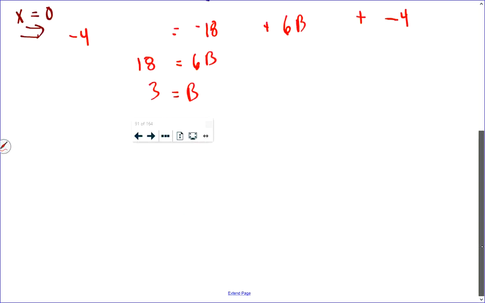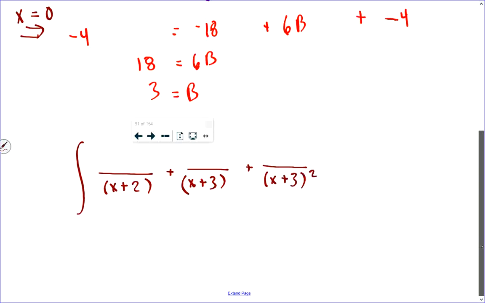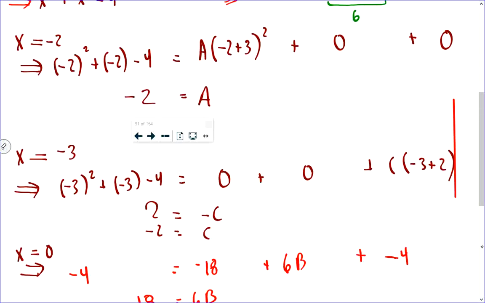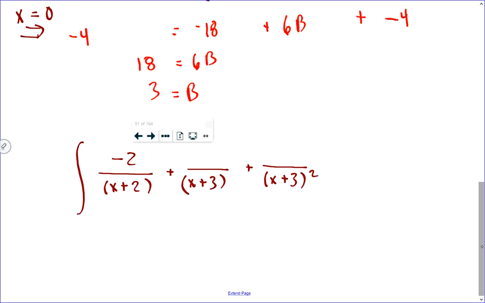That means the integrand that was is now a over x plus 2 plus b over x plus 3 plus c over x plus 3 squared. Is that the order that I had put them in for a, b, and c? A was negative 2. B was negative 2. No. B was 3. And C was negative 2. Is that correct? Okay.